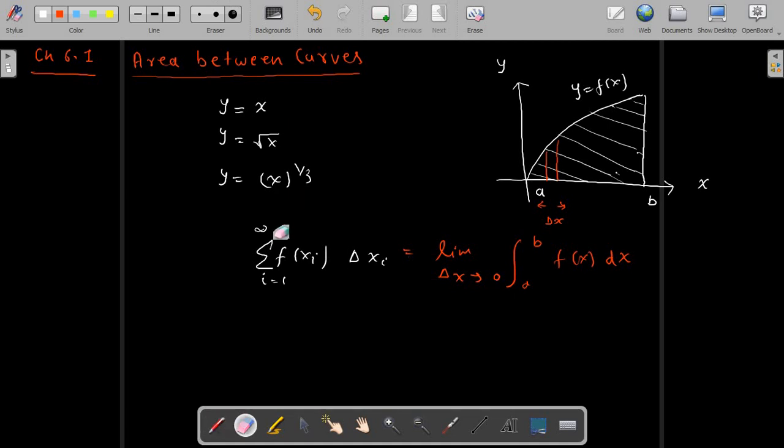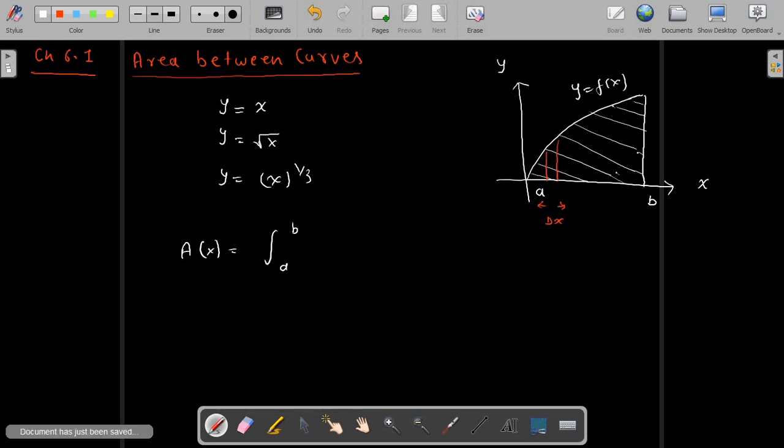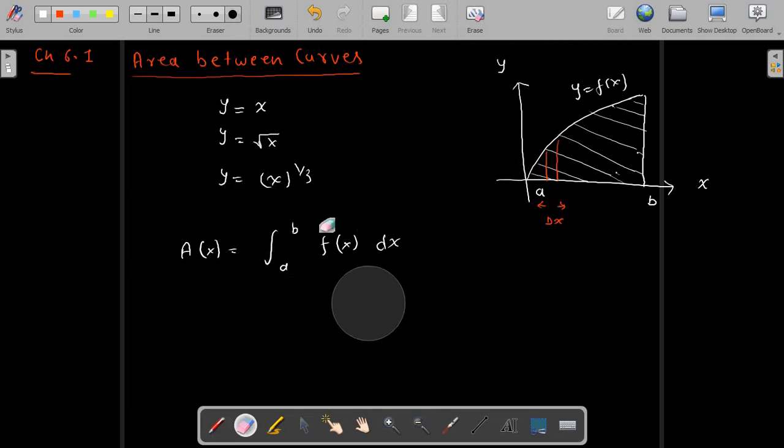So in a simplified manner, the area can be written as A(x), which is in the form of x from a to b. In a very easy manner, you write it from a to b: you write the function and then you write the dx. You do the integration, you will get the area.